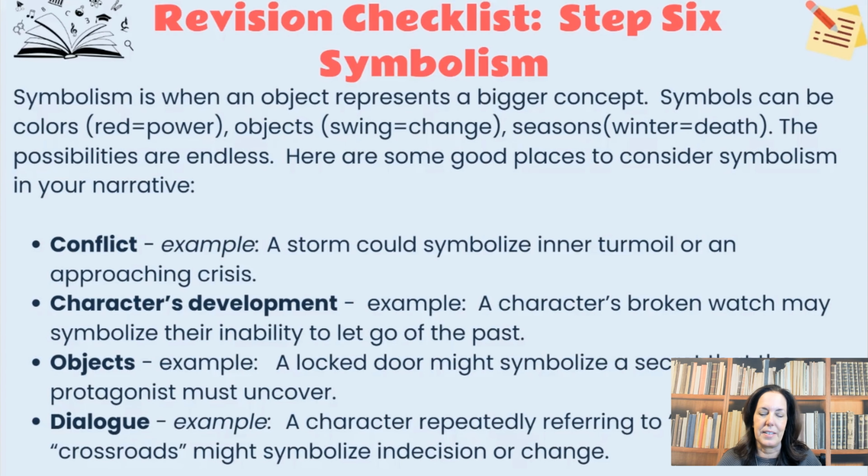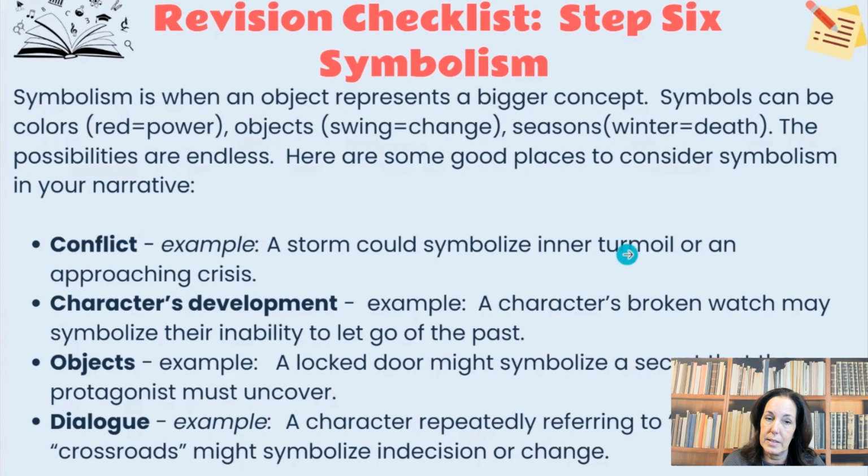Okay, step 6. This is a good one. Symbolism. This is when an object represents a bigger concept. Symbols can be colors, like red being power. Objects, like a swing, could mean change. Seasons, sometimes winter indicates death in a story. The possibilities are endless. Here are some good places to consider symbolism.